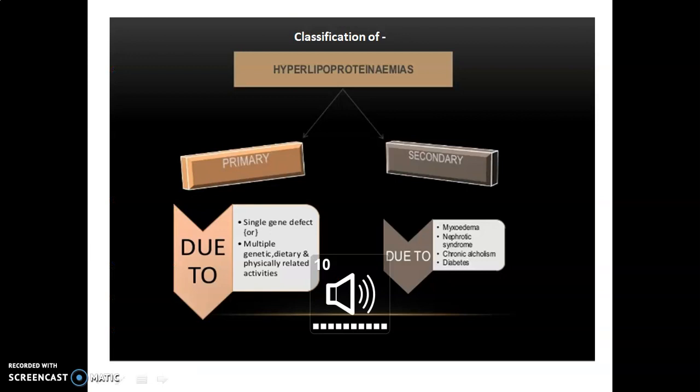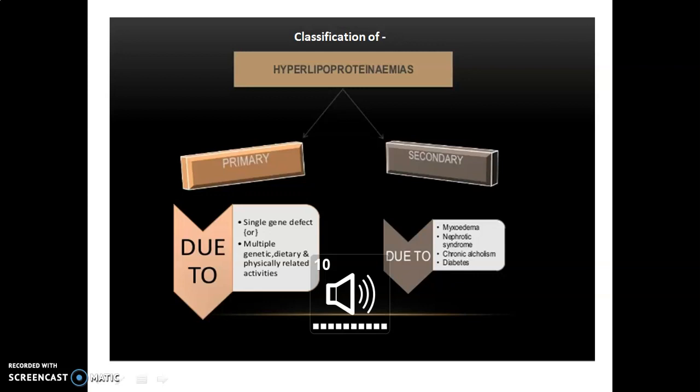So to start with, the classification of hyperlipoproteinemia. What is hyperlipoproteinemia? It is an increase in cholesterol level in the blood. This hyperlipoproteinemia is divided into two parts: first is the primary and second is the secondary disorder. The primary disorder is the result of genetic deficiency or malnutrition. This can also happen due to dietary habits or physical activity related factors.